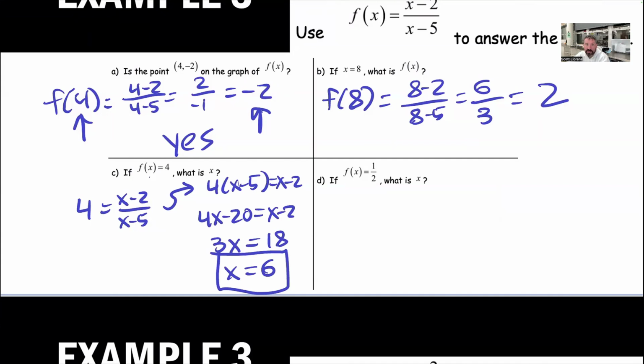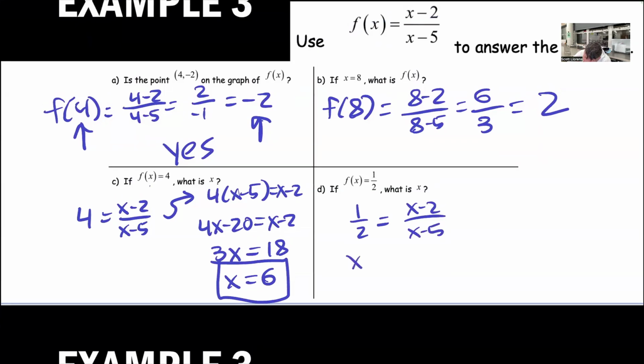Same kind of question next. If f of x equals 1/2, again, this is an output. It's outside of parentheses. What's the input if the output is 1/2? So we're going to have 1/2 equals x minus 2 over x minus 5. We're plugging into this guy, and cross multiplying, we get x minus 5 equals 2x minus 4. Subtract the x, add the 4. We're going to get x equals -1. So when -1 goes in, out goes 1/2.